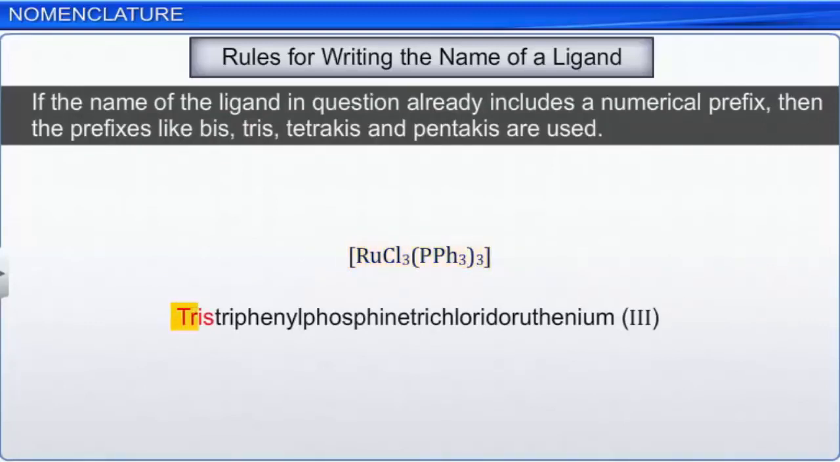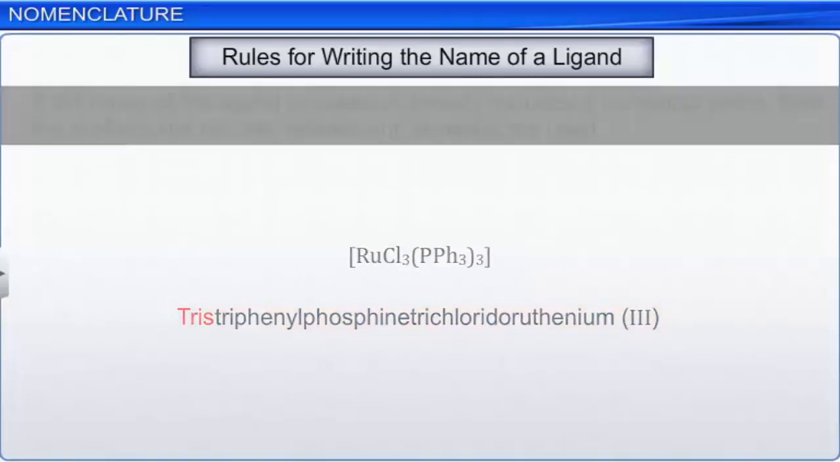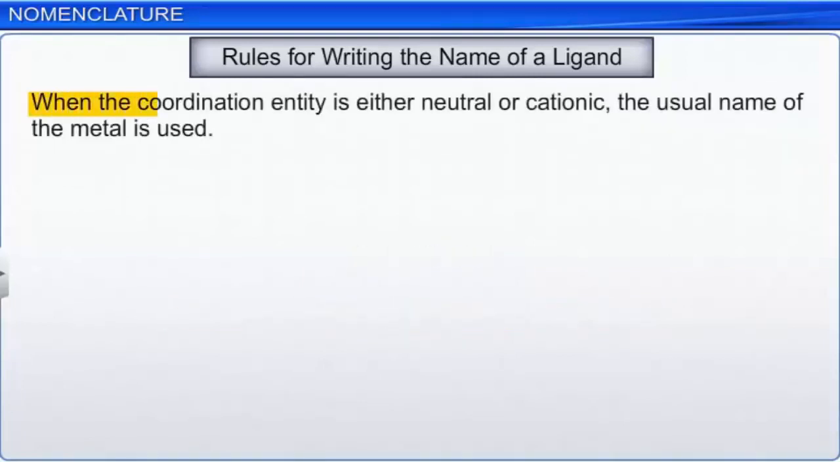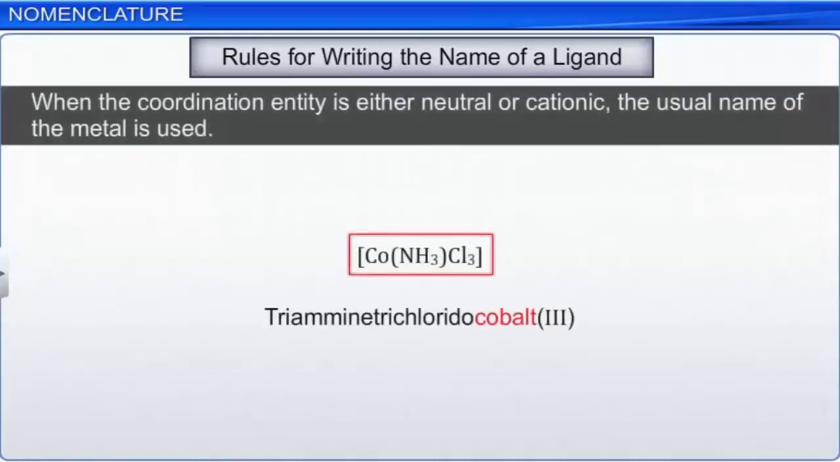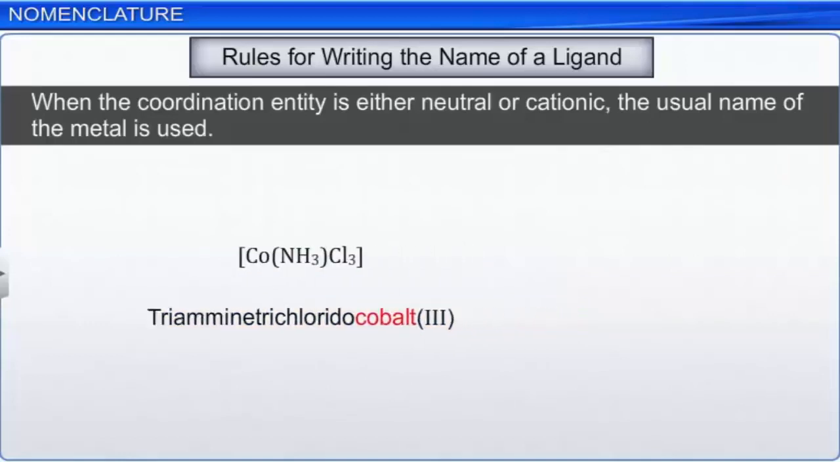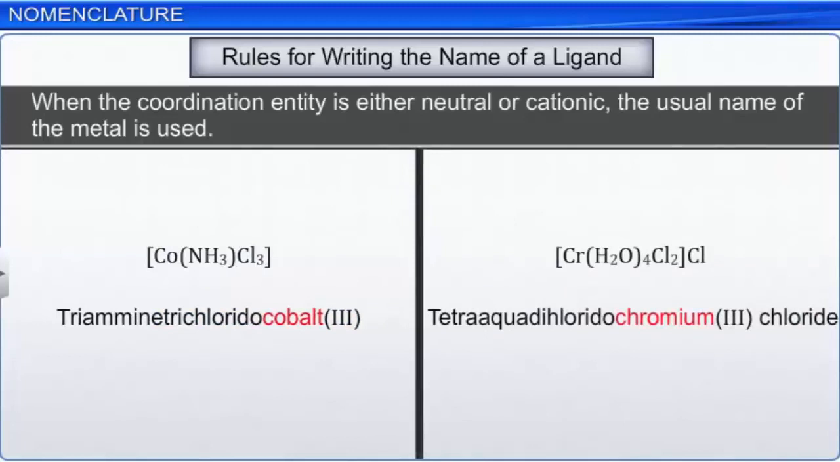Here's another rule. When the coordination entity is either neutral or cationic, the usual name of the metal is used. For example, the neutral complex shown here is named triamine trichlorido cobalt(III). Similarly, the cationic complex [Cr(H2O)4Cl2]Cl is named tetra-aqua-dichlorido chromium(III) chloride. Note that, in either case, the usual name of the metal is retained.